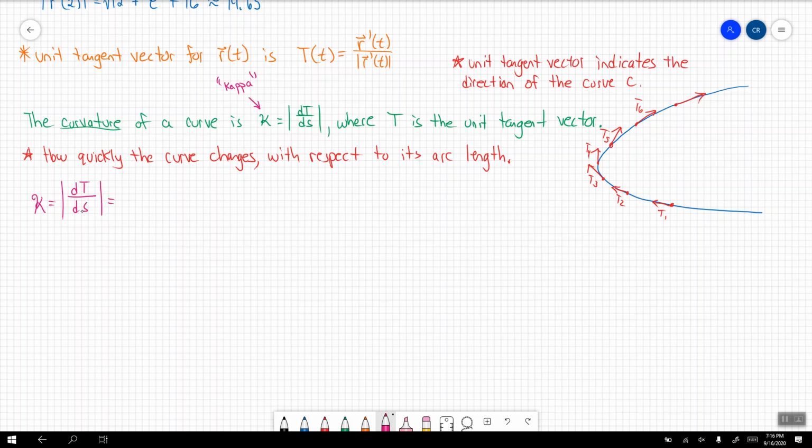Okay, so here I have the derivative of the unit tangent vector with respect to its arc length. Okay, so that looks pretty good. Now, what if instead I did this: the derivative of the unit tangent vector with respect to time, divided by the derivative of the arc length with respect to time.